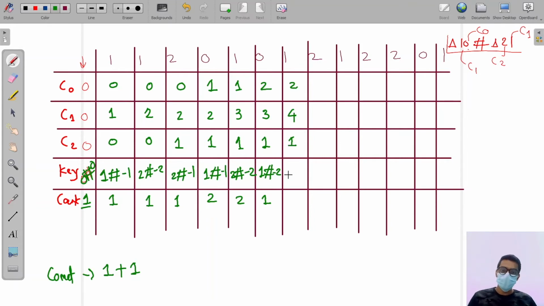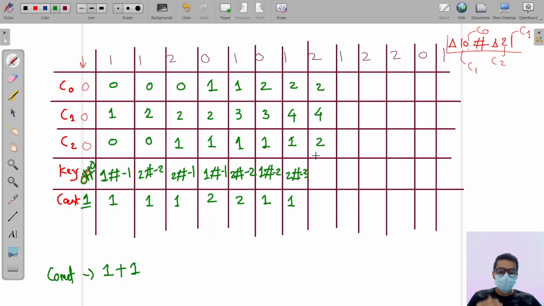Now again we need to find the key for those count numbers. So 4 minus 2 is 2 sharp, minus 3. Is this key repeated? No, it is not repeated, so this key appears for the first time. Now we have a 2. Now we need to increase the count of 2 here, and the count of 2 is 2, and the others are the same as the previous.